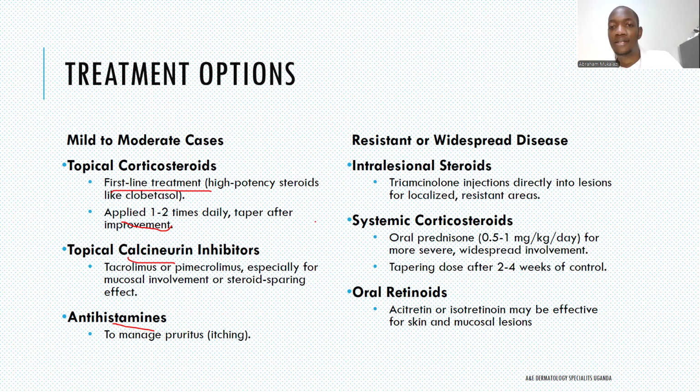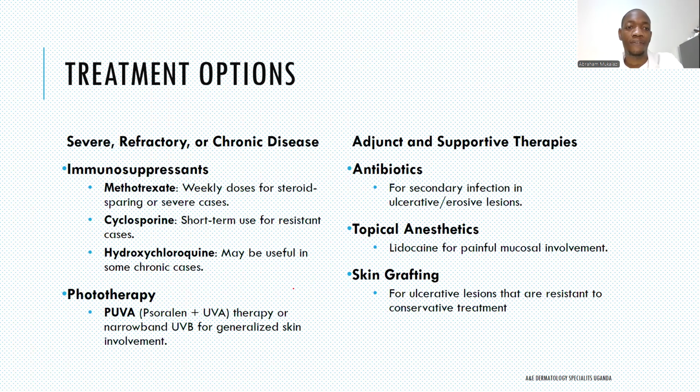In case you have resistant or widespread disease, you can do intralesional steroids like triamcinolone. Then you can also go for systemic treatments like oral prednisolone that you later taper. And then you can also do oral retinoids like acitretin or isotretinoin, in case you have mucosal involvement. In severe refractory or chronic cases, you can give immunosuppressants like cyclosporin, methotrexate, and also hydroxychloroquine. Then phototherapy is usually very important.